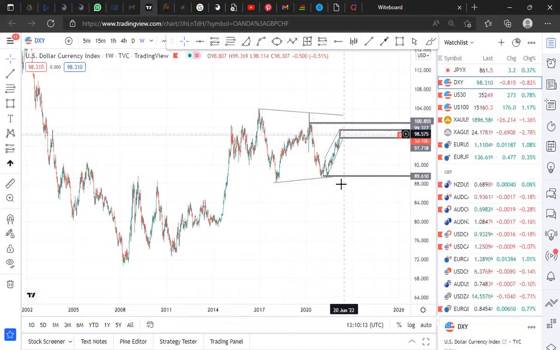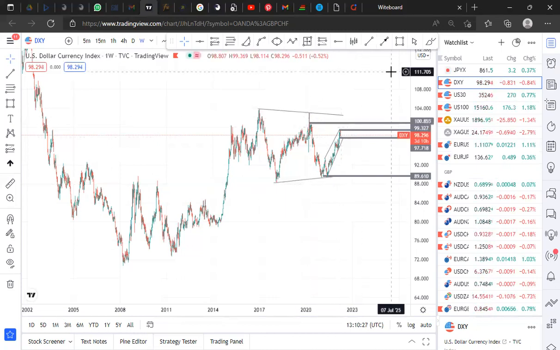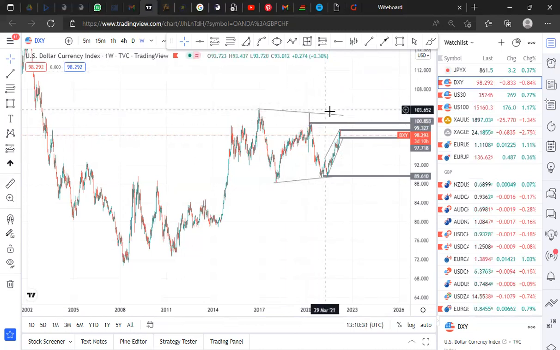So technically, this is more like a wedge pattern. You can call this a wedge pattern or symmetrical triangle pattern. So overall, I have now seen that this market is actually creating a symmetrical triangle pattern or a wedge pattern.